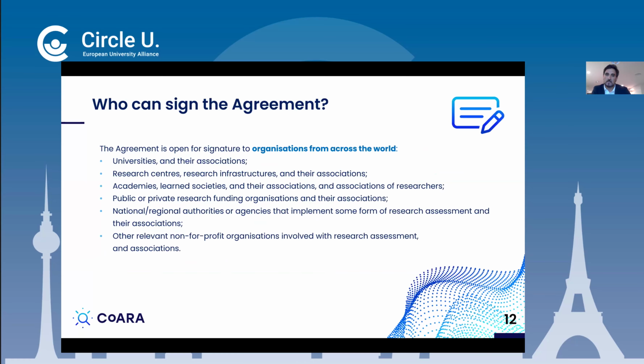Who can sign the agreement? Basically, what's interesting, almost anyone or any entities: universities, associations, research centers, research infrastructures, academies, public and private research funders, national and regional authorities or agencies, and any other relevant non-profit organization involved with research assessment and associations.